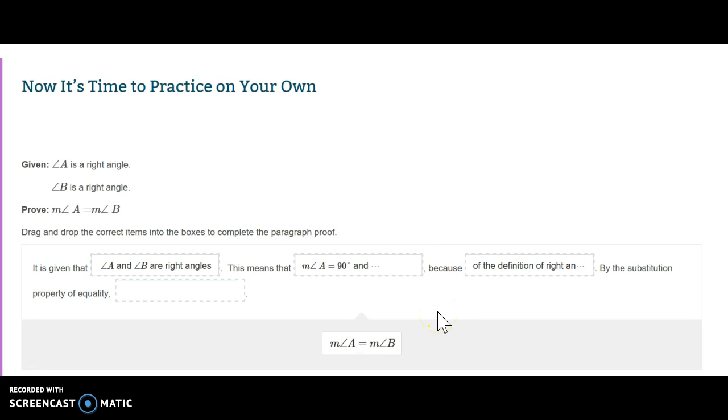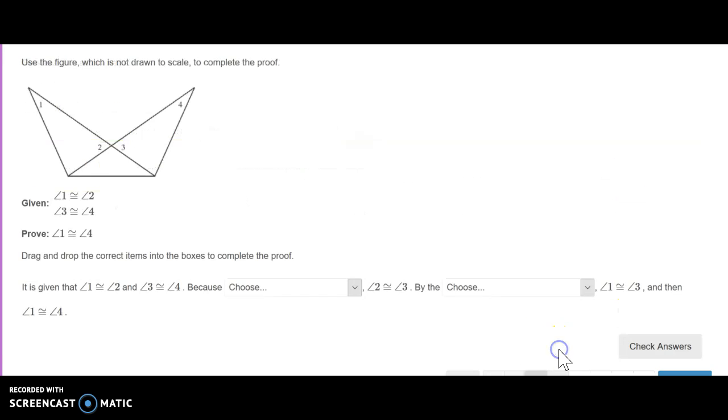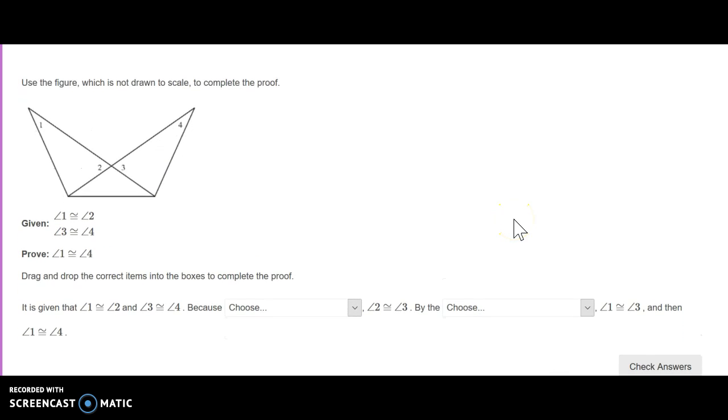And then we can substitute, and I'm just going to bring this back down just to show since it's not fully showing. Since measure of angle B equals 90 degrees, we can substitute it in this first equation where we see 90 degrees, and that gives us the measure of angle A equals the measure of angle B. All right.